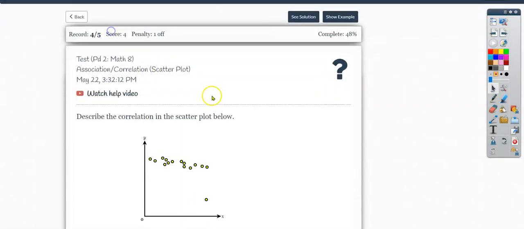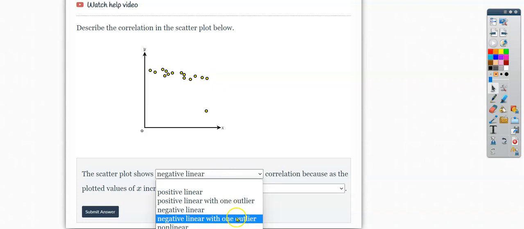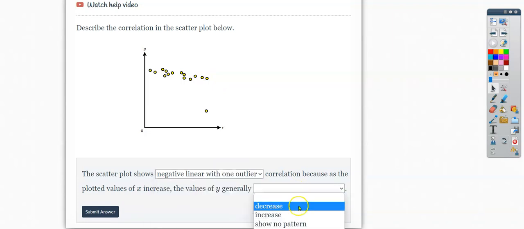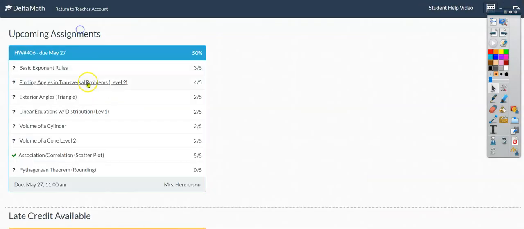All right, I think you guys are getting the hang of it. This one is generally, I think, getting lower. So that's a negative, ooh, it has an outlier though. Negative linear with one outlier because the y values decrease. All right, back to the list.